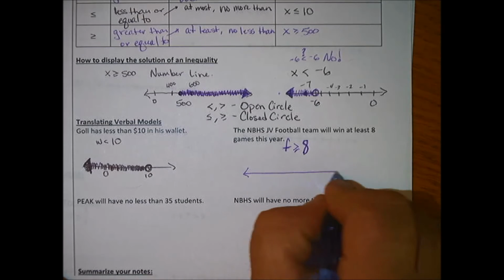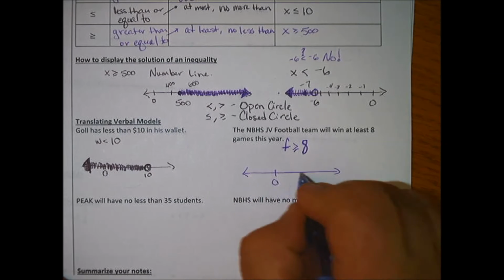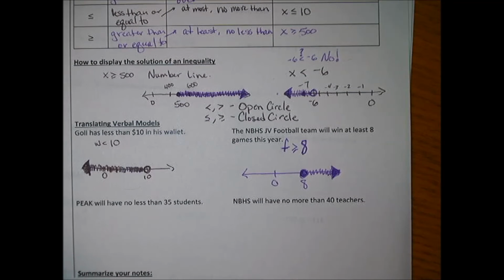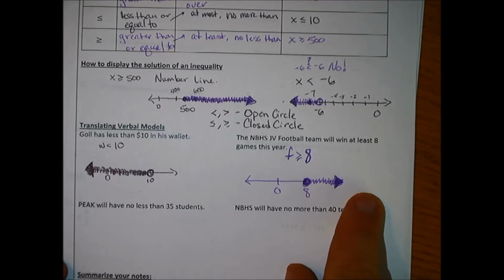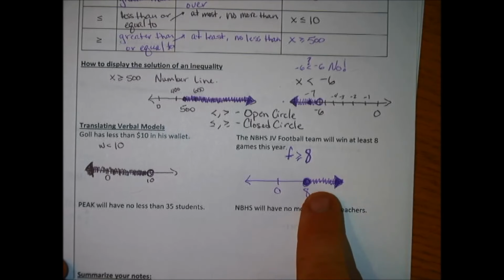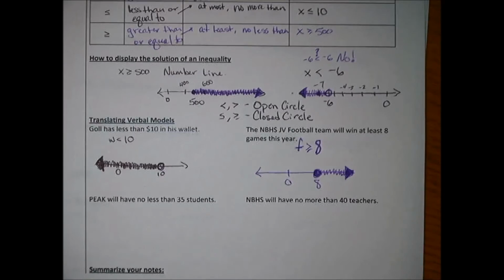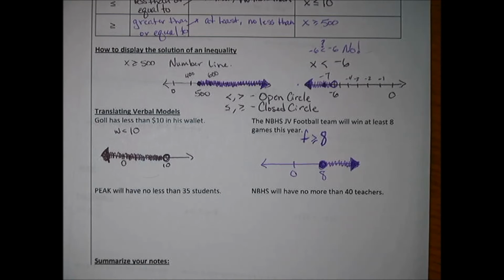So number line, here we go. 0's there, 8's over here somewhere. I'm saying right now that at least 8 means they can have 8, and they can also have more. Anytime you run into these real world problems, you kind of have to suspend your disbelief a little bit. We're probably not going to win an infinite amount of games, but for the sake of this problem, just draw the arrow that way. You wouldn't have enough time to play all those games. What I want you to do right now is pause the video and try the last two.